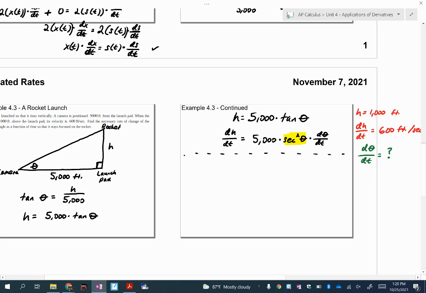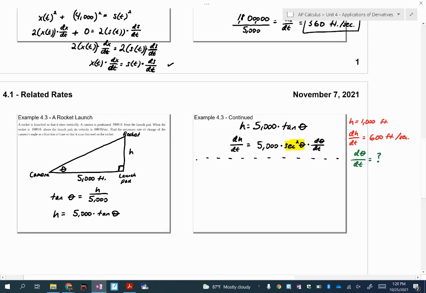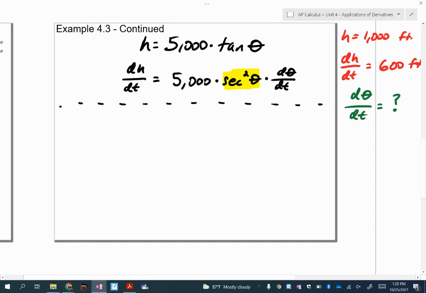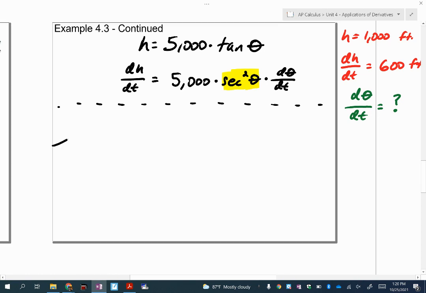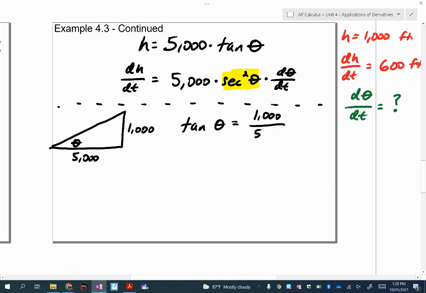Again, we're focused on when the height is 1,000 feet above the launch pad. So I'm going to draw just another triangle, a smaller version of the one that I just did. Same triangle. So this is 5,000. This is 1,000. Here's theta. And we're trying to find secant squared theta when we have an h of 1,000. So if I look at first the tangent of theta, the tangent of theta is opposite over adjacent.